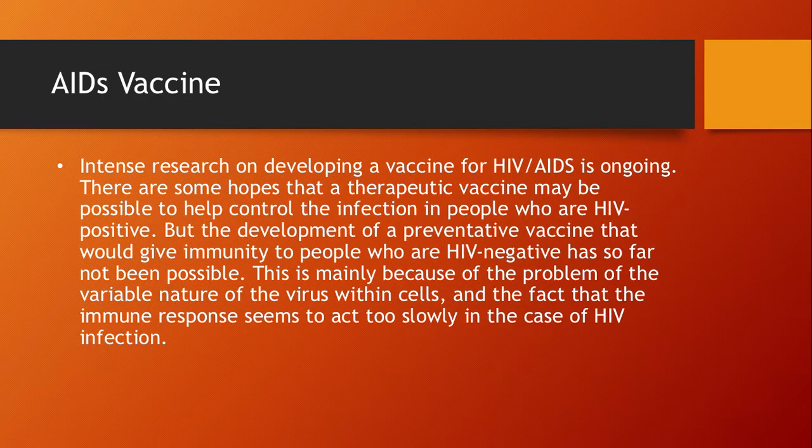Now, there has been ongoing intense research about developing a vaccine for HIV and AIDS. There's hope that you may be able to control the infection in people who are HIV positive. But for those who are HIV negative, it has not been possible to provide a vaccine to provide immunity. This is because viruses mutate, and the immune response seems to act too slowly in the case of HIV infection.